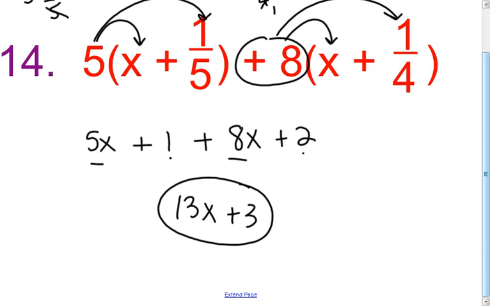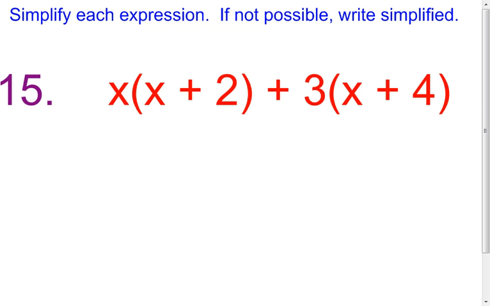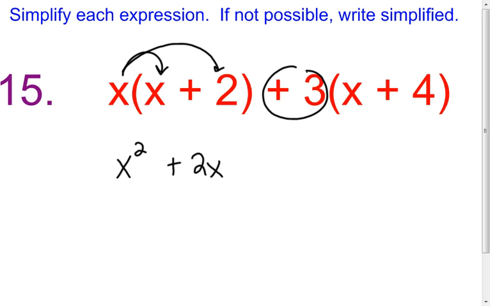Okay, and our very last one, here we go. x times x. People tell me all the time that that's 2x. x times x is x squared. x plus x is 2x. Okay, so I have x squared plus x times 2, which is 2x. Positive 3 times x is 3x. Positive 3 times 4 is 12.